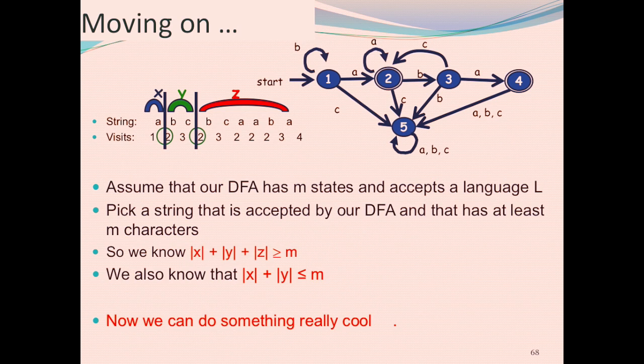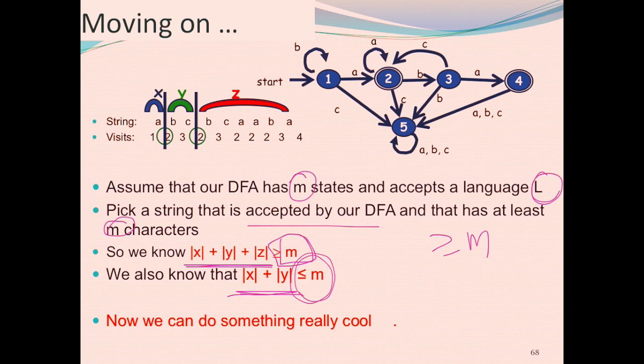Okay, so we haven't proven this, but I hope I've convinced you that if I have a DFA, it has M states, accepts language L, and if I pick a string that's accepted by my DFA and has at least M characters, right, so greater than or equal to M characters, that tells me that the number of characters in my string is greater than or equal to M. We also believe, we haven't proven it, but we believe that the number of characters in just the X and Y part has to be less than or equal to M.